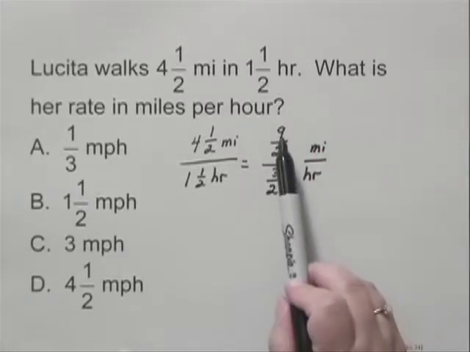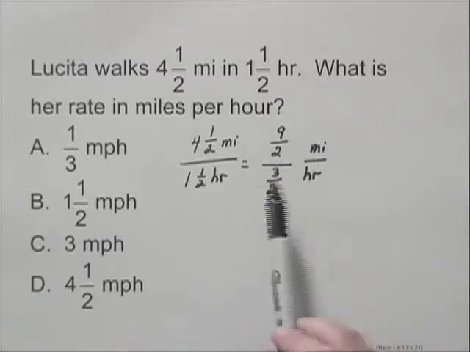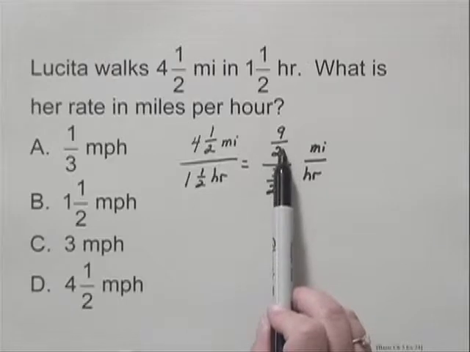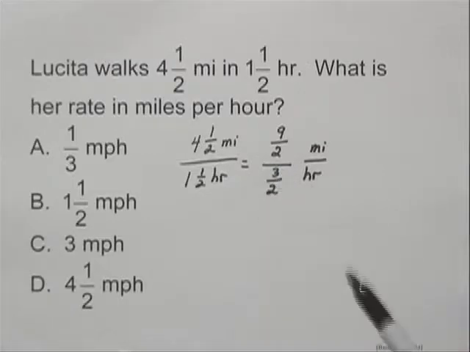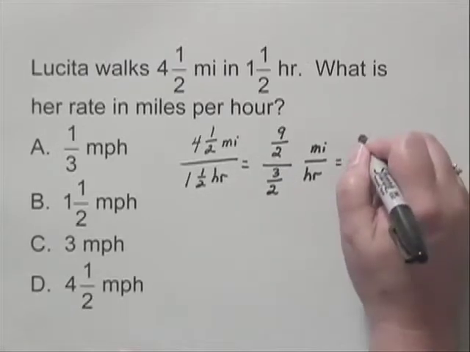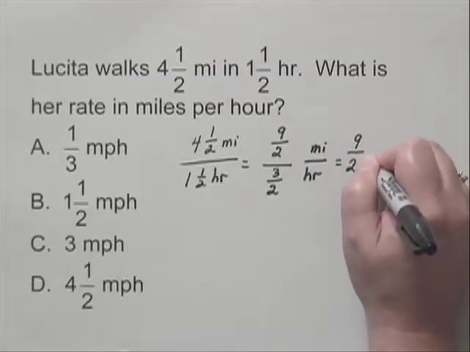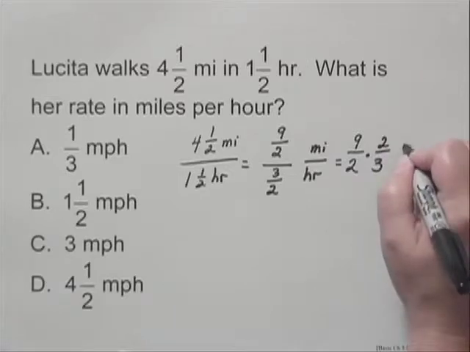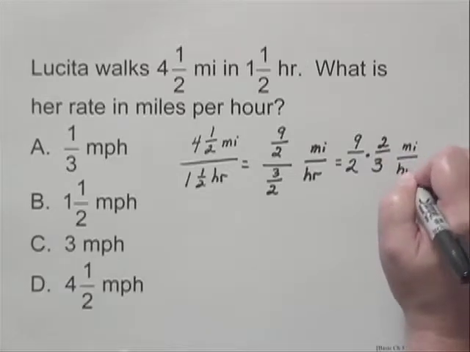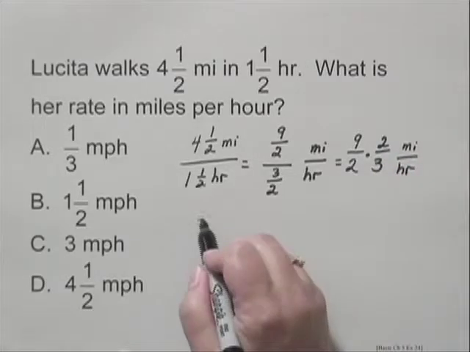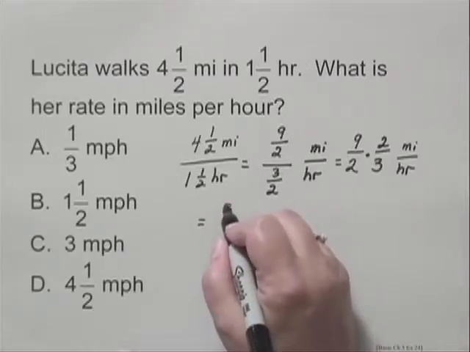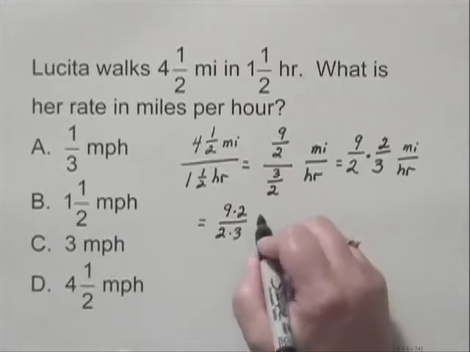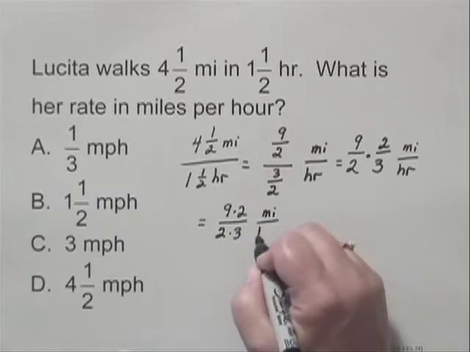Now, in order to finish calculating this, remember that the fraction bar is actually a division symbol. So this means 9 halves divided by 3 halves, which means 9 halves times the reciprocal of 3 halves, which is 2/3. And that's miles per hour. So multiplying, we have 9 times 2 over 2 times 3, and again our units is miles per hour.